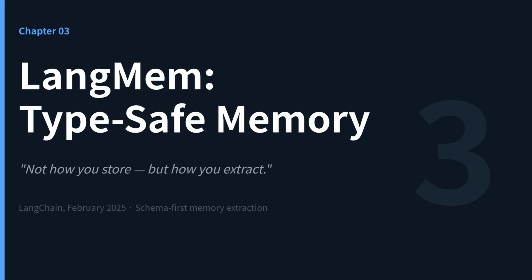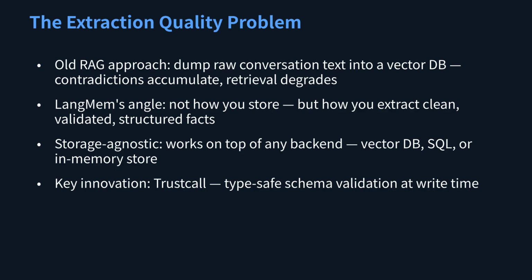In February 2025, LangChain released LangMem, a different angle on the problem. Where MemGPT and Letta focused on context management and persistence, LangMem focuses on extraction quality. The central question: how do you pull clean, structured facts out of messy, free-form conversations?